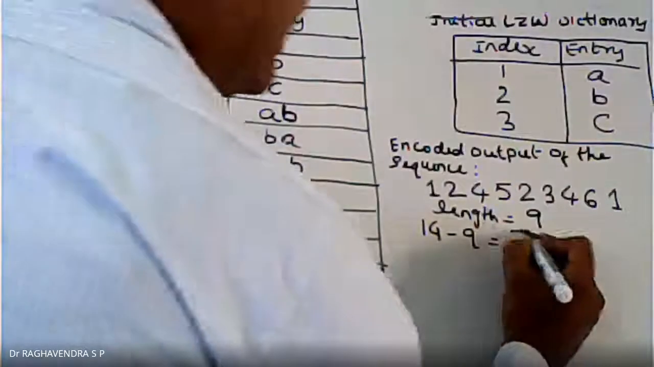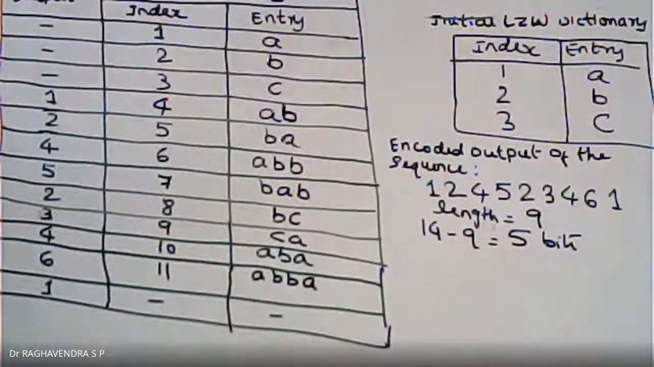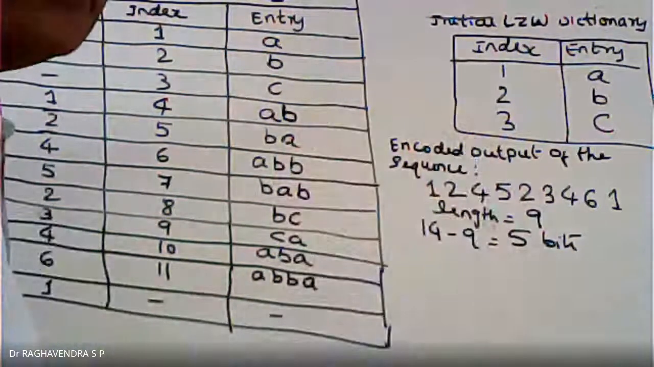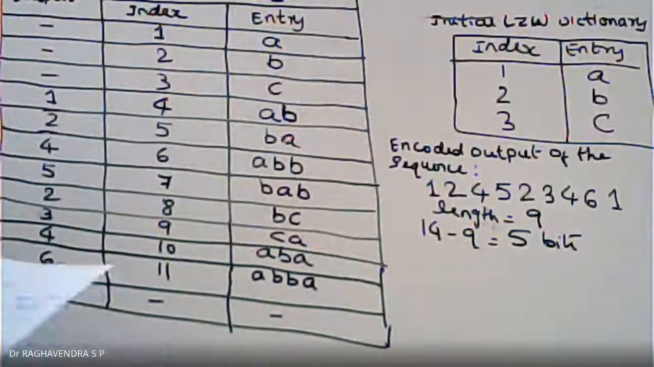So we can save 5 bits. That is compression. That is what compression is. If you encode the given sequence using LZW coding, we can save 5 bits.